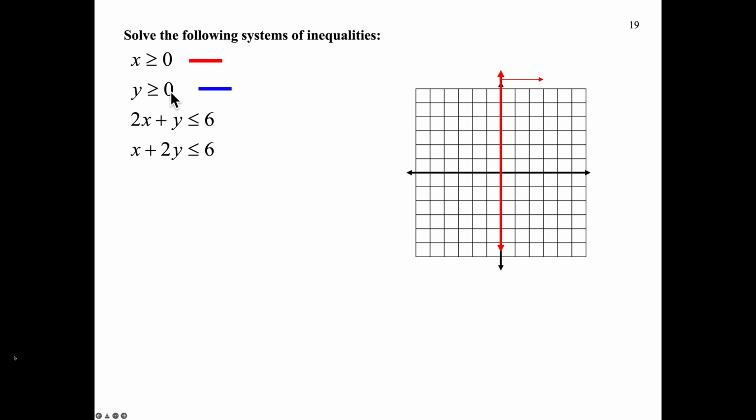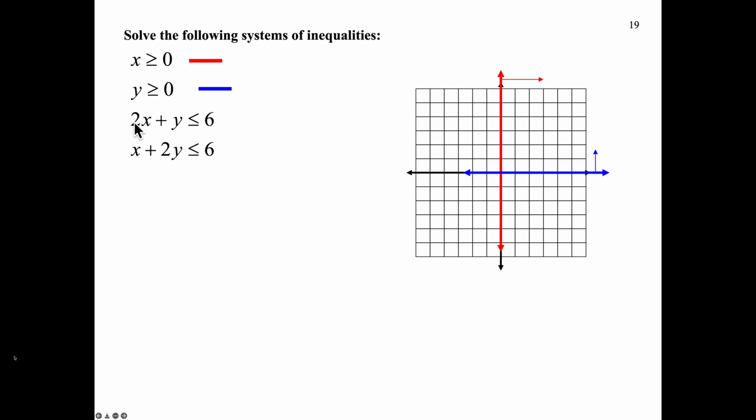Y is greater than or equal to 0. We'll make this a blue line. That's technically your x-axis, and I'm shading above. So make a note, you probably see these quite a bit. These two right here just isolate your graph in quadrant 1. That's what they do.